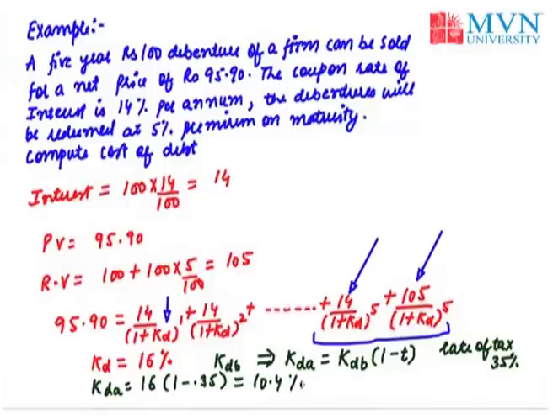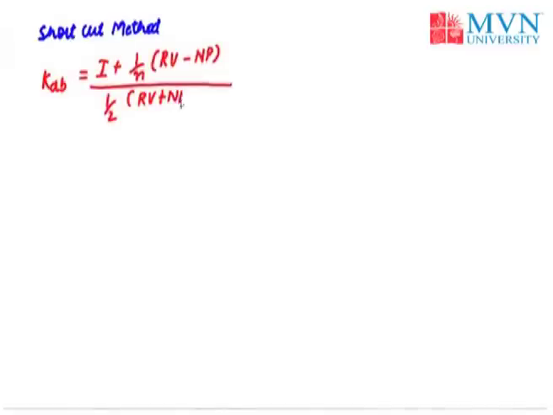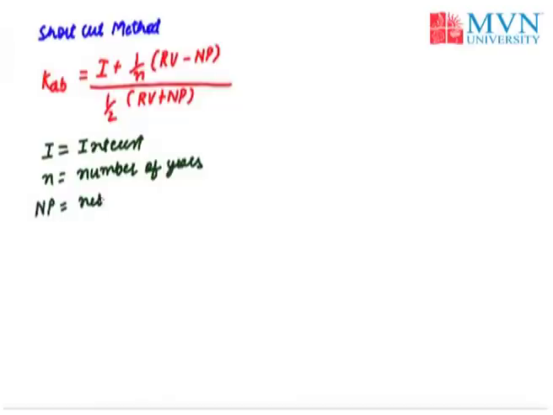10.4%. In order to avoid the complex calculation of the hit and trial method, one can also use a shortcut method for computing the cost of redeemable debt. And the formula to calculate the cost of debt before tax is given, where I stands for interest, N stands for the number of years, NP stands for net proceeds, and RV stands for redeemable value of debt.